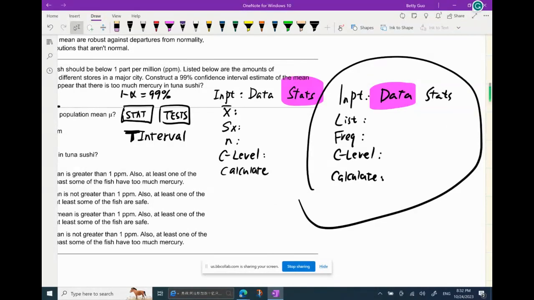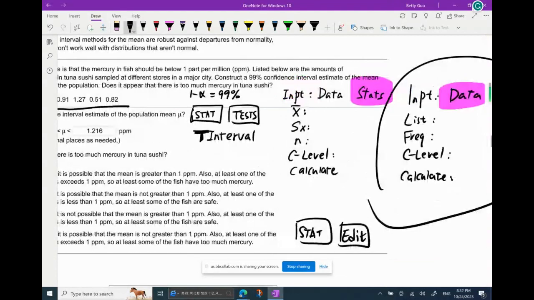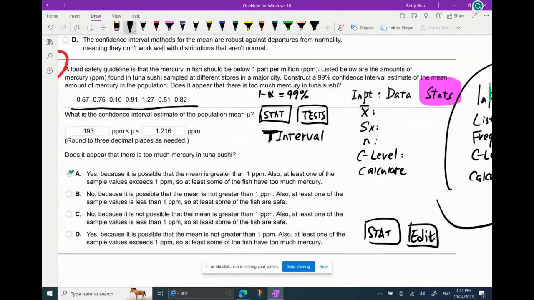Quit out first, and then we go to STAT and edit. And then we are going to enter the data, the values in L1. Go to STAT, edit. I'm going to clear my L1 and I'm going to enter those values in L1. There are 1, 2, 3, 4, 5, 6, 7 values. Not too bad.